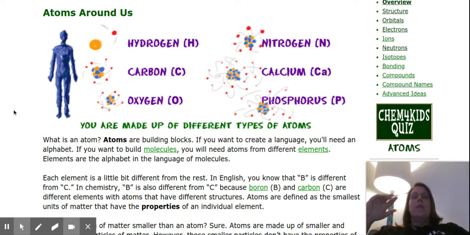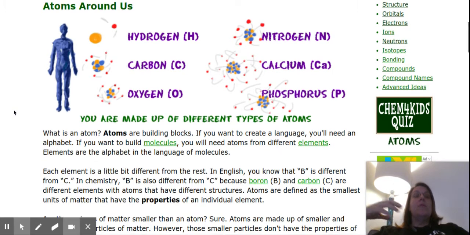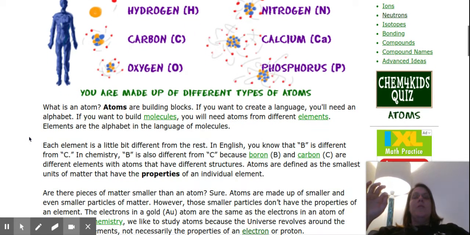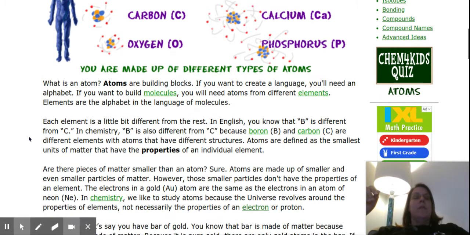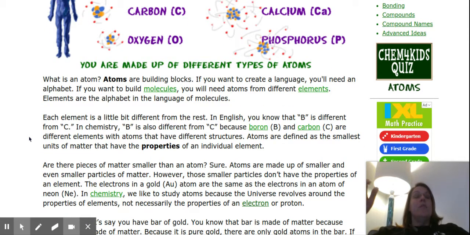As we go through this, you are made up of different types of atoms. Since you can touch yourself and you're a physical being, you have mass, you are also made up of atoms. What is an atom? Atoms are building blocks. If you want to create a language, you'll need an alphabet. If you want to build a molecule, you're going to need atoms from the different types of elements. Elements are the alphabet of the language of molecules. That sounds very poetic, but all it means is that just like when you're building Legos or any type of project, you need pieces, you need components, and those components are your atoms.